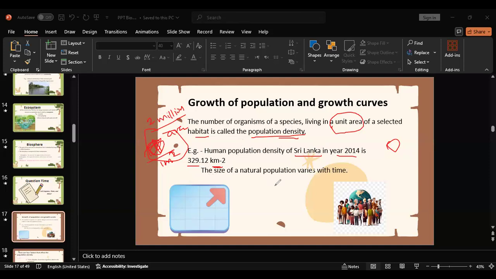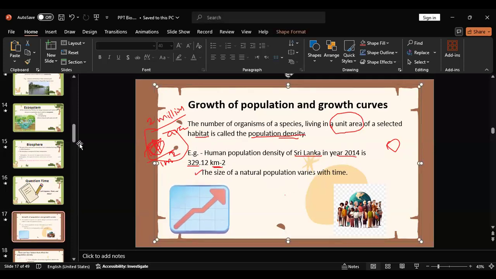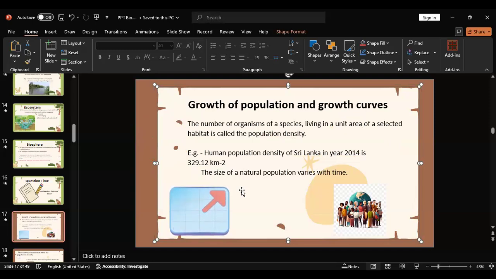Here, the size of a natural population varies with time. Yeah, sure. For example, if you take 2024, the density will vary. The population will vary. Why is that? Let's see why it varies with time. Someone has put a message. Yeah, good, because of births and deaths. Right. So let's see what the reason is.